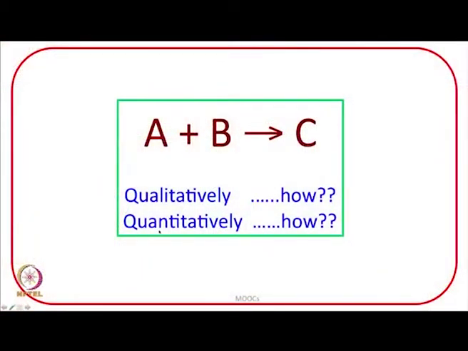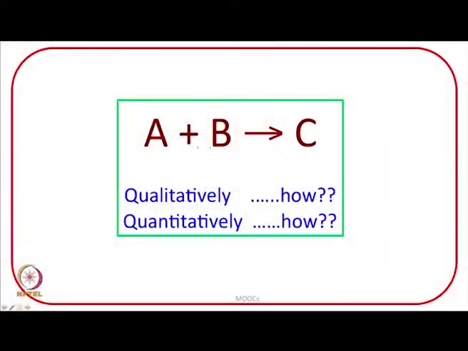And when we talk about quantitatively, it means we must assign numbers. Particularly for this reaction, in order to make it quantitative, I must be able to tell how many moles of A are interacting with how many moles of B and how many moles of C are being formed. Secondly, how much heat is liberated or absorbed when this reaction takes place. And the third thing is, what is the equilibrium constant of this process?